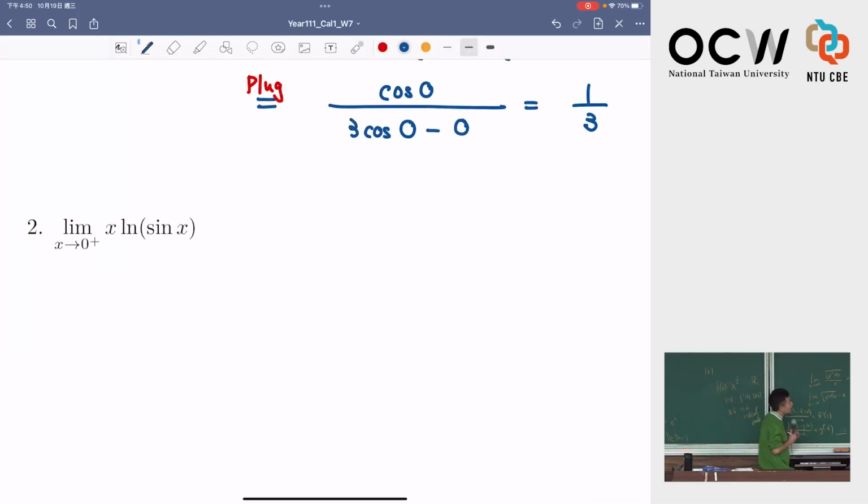Okay, the next limit: x times log of sine x as x goes to 0 plus. Firstly, when you look at that, you realize that this is of the form 0 times, well, to be more precise, minus infinity, but let me just write infinity. 0 times infinity form. So it's one of the indeterminate forms. That means we should handle it carefully by L'Hopital rule.